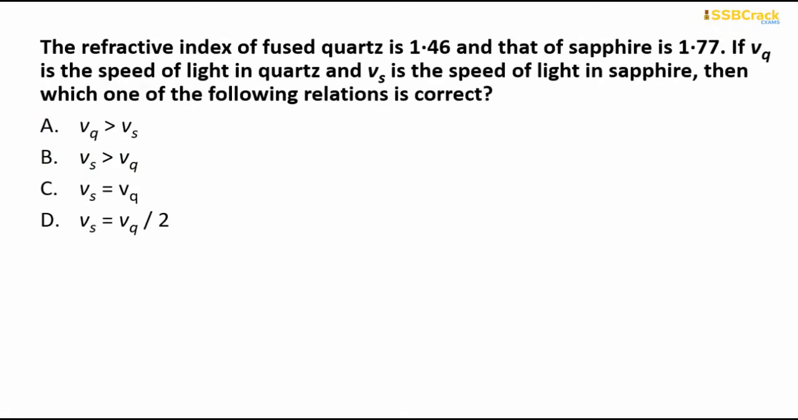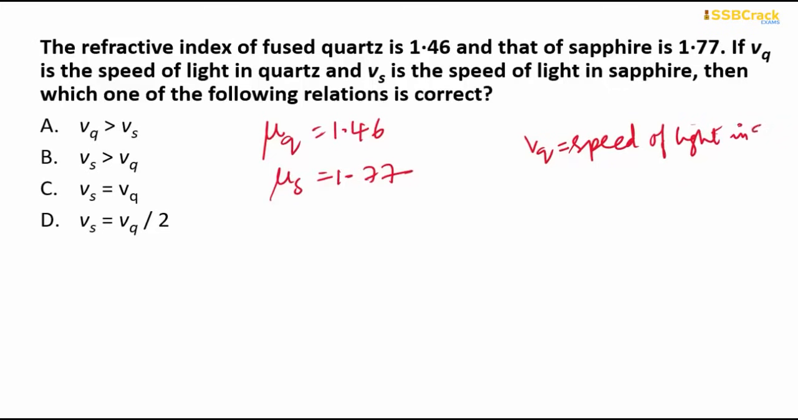Going through with the next important question: the refractive index of fused quartz is 1.46, and that of the sapphire is 1.77. If VQ is the speed of light in quartz, and Vs is the speed of light in sapphire, which one of the following relations is correct? If we see very carefully, the refractive index of quartz is less than the refractive index of the sapphire.